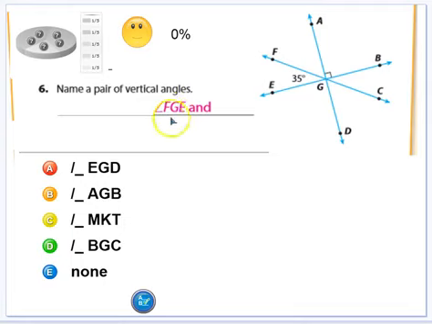Name a pair of vertical angles. They want you to use FGE. Vertical angles are across from each other. They're the opposite, and they are congruent angles. They'll be the same exact angle. So FGE, I look across, and I find BGC. BGC. And I click it. BGC. All right.